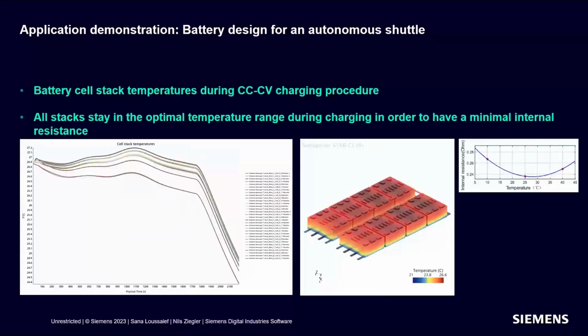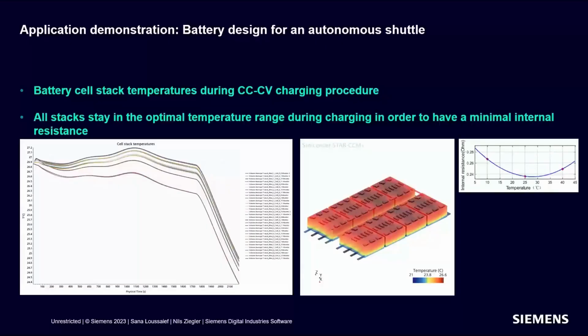On the left, you see the temperatures of the cell stacks that stay in a range between 27 and 24.4 degrees Celsius, which ensures an optimal low internal resistance, as you can see on the plot on the right. StarCSim Plus enables you to visualize the 3D temperature distribution inside the battery pack, which allows you to identify hot and cold spots inside the battery. This information is useful to find ideal spots, for example, for thermocouple temperature sensors that you could place inside test batteries.